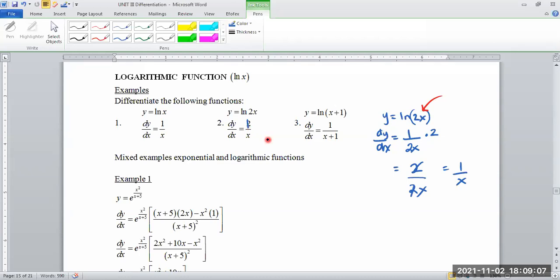And then when you look at the third one, y is equal to ln of x plus 1, dy by dx. The differential of ln x is 1 over x, so it's going to be 1 over whatever the function is, x plus 1. And then I'm going to times it by the differential of the function on the inside. When I differentiate x plus 1, I'm going to get 1. So dy by dx is going to be equal to 1 over x plus 1.